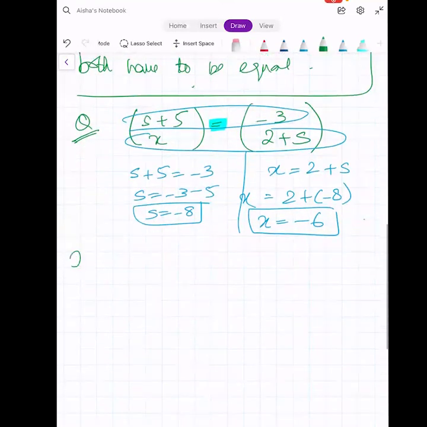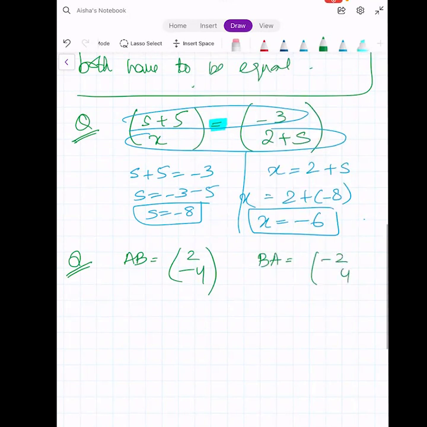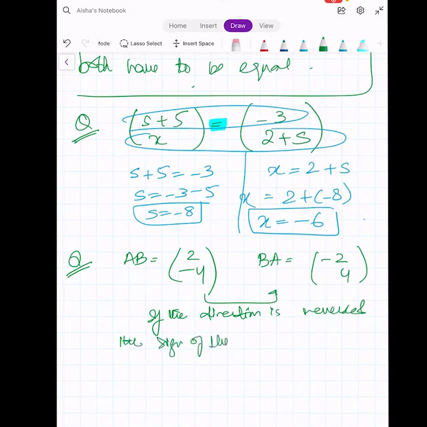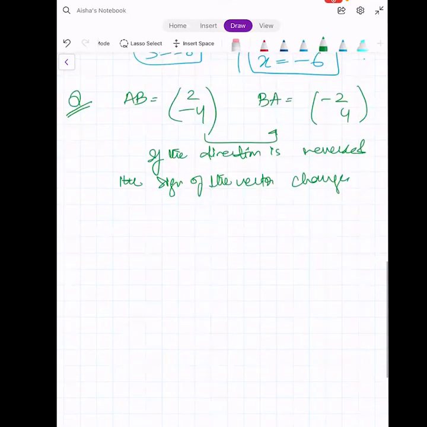Now comes a concept that let's suppose AB is equal to 2 minus 4. What will BA be equal to? Minus 2, 4. Change the signs. If the direction is reversed, the sign of the vector changes. So if PQ is equal to A minus 2B, QP will be equal to 2B minus A. Reverse the sign of the vector.